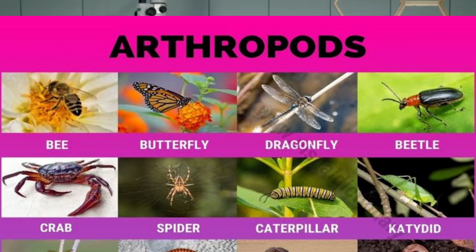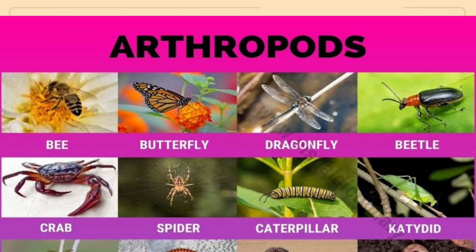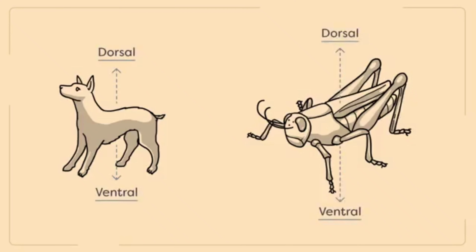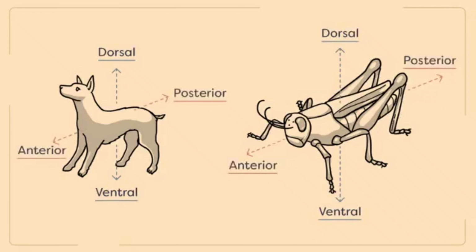Because arthropods exhibit bilateral symmetry, like humans and other mammals, we can distinguish several axes along their bodies. There are 3 main axes you should be familiar with. The dorsal ventral axis, which runs from top to bottom, the anterior-posterior axis, which runs from front to back, and the lateral axis, which runs from one side to the other.